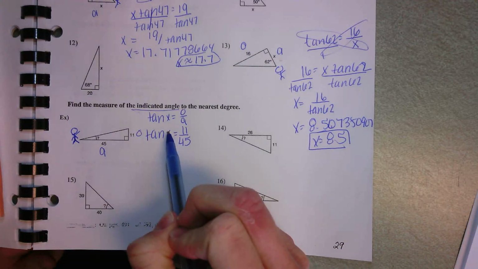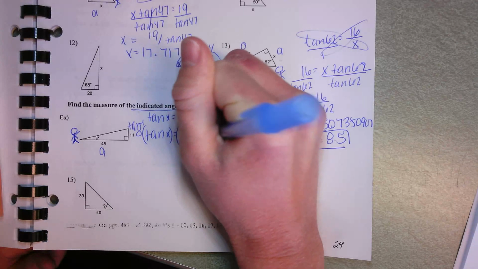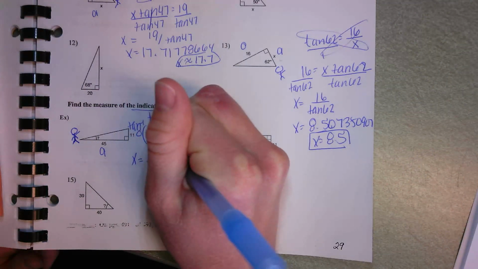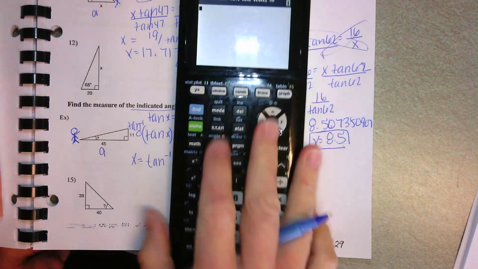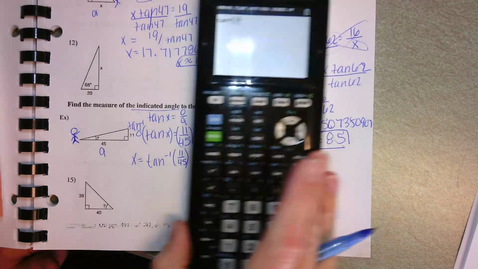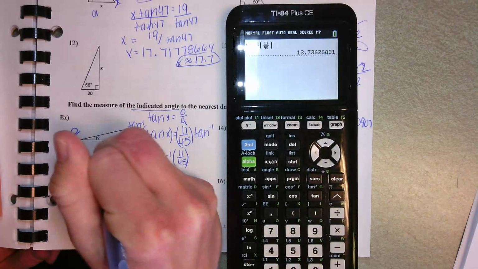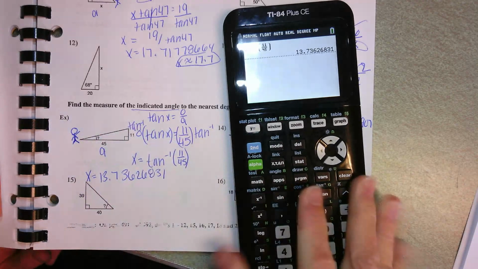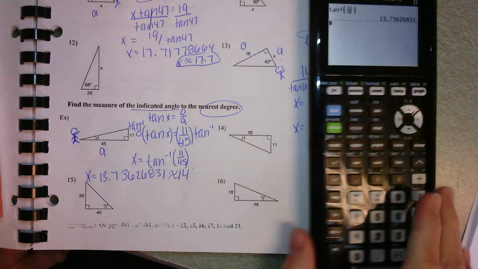Now to solve for the measure of an angle, we have to take the tangent inverse of both sides. So x is equal to tangent inverse of 11 over 45. So tangent inverse of 11 over 45 is equal to that. So I get 13.73626831. So to the nearest degree, it's 14. It's going to be 14 degrees.